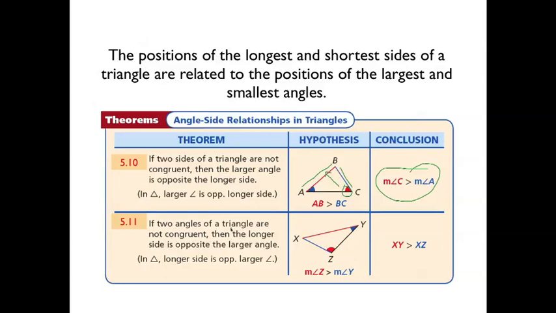On the flip side of that, in theorem 511, if I know that one angle in my triangle is bigger than another angle, then I know the side opposite the bigger angle is going to be larger than the side opposite the smaller angle. So in this case, I'm told that angle Z is larger than angle Y. Well, the side opposite angle Z is side XY. So it has to be bigger than the side opposite angle Y, which is side XZ. So I know that the side XY has to be bigger than side XZ, which is what we've concluded here.